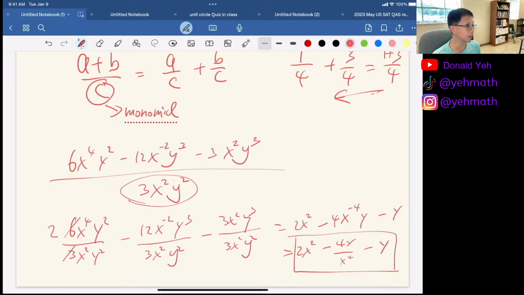And this is my final answer. After I simplify, it looks much nicer. Everything is cleaned up. I don't need to combine; I just divide individual terms like this. Am I going too fast? Okay, which part is too fast? The part where you simplify all three of them. Okay, so the 6 and 3 simplify.